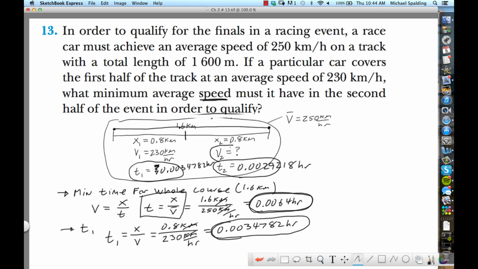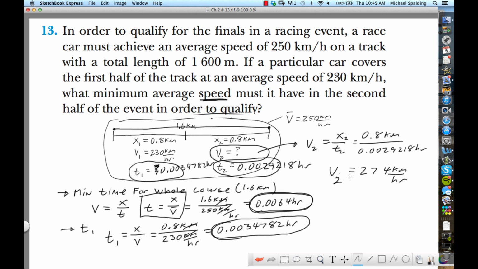Okay? And now we can answer the question. We're looking for the average velocity or speed that the car must have for the second half lap. So how do we find this V2 here? V2 is going to be X2 over T2. X2 is 0.8 kilometers. T2 is 0.0029218. And we get V2 as, just rounding it off, 274 kilometers per hour. It's like 273.8. And that's the answer.